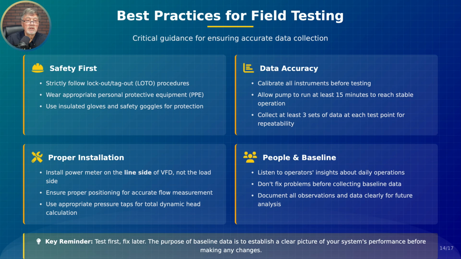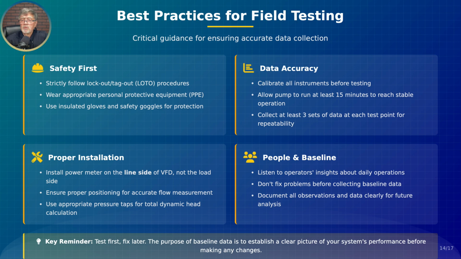All right. So, best practices for field testing. The safety first, obviously, you want to use lockout, tag out procedures where appropriate, PPE, insulated gloves, and safety goggles. So it's always safety first, and I'm sure most water utilities have their safety guidelines, but we always want to emphasize that. Data accuracy. Make sure all instruments are calibrated before testing. It really doesn't do any good to have an instrument that isn't reading correctly. So you want to have everything calibrated before you test.